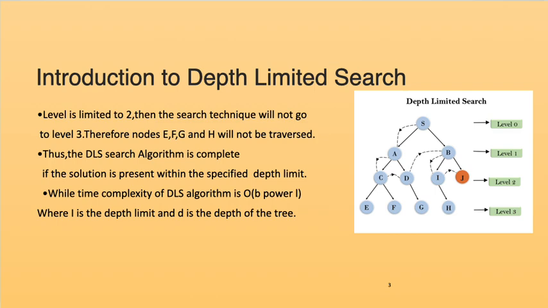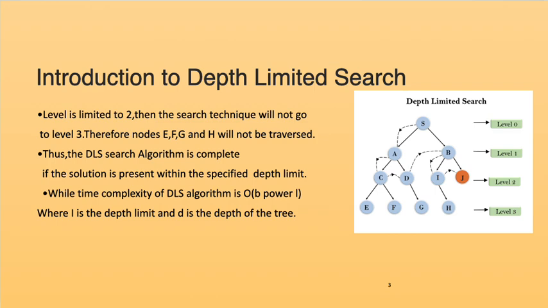Example of depth limited search. Here we have a tree with 4 levels, from level 0 to level 3. Level 0 contains only the source node S, and level 1 has 2 nodes, that is A and B. Level 2 contains C, D, I, J. Level 3 contains E, F, G, H. The depth limit is set to 2.